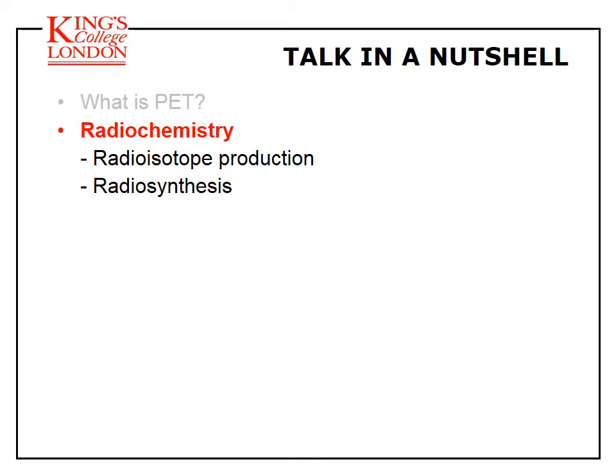So, let's now look at PET in some detail, starting from the production of the tracer. This is done in two parts. First of all, the radioisotope has to be produced, and then has to be attached to the substrate using radiosynthesis.